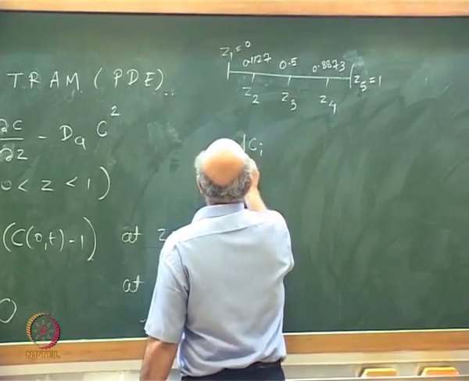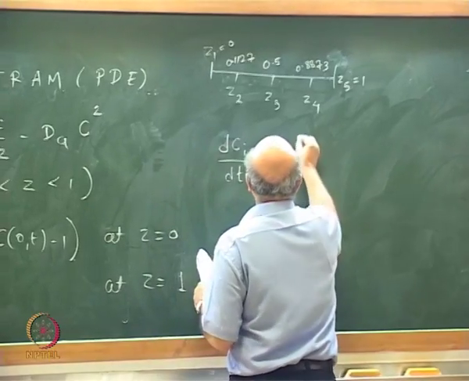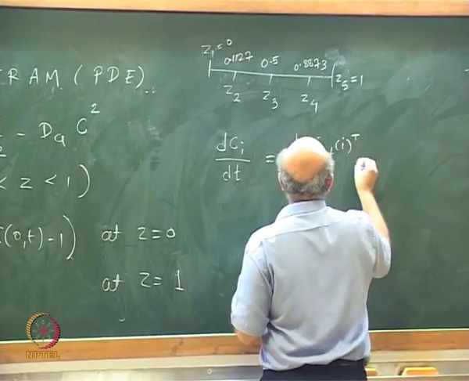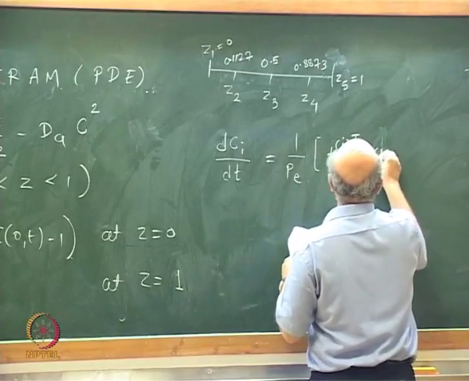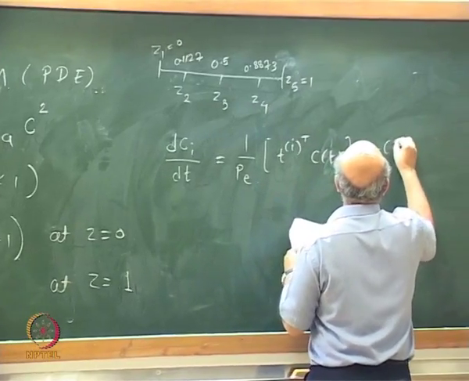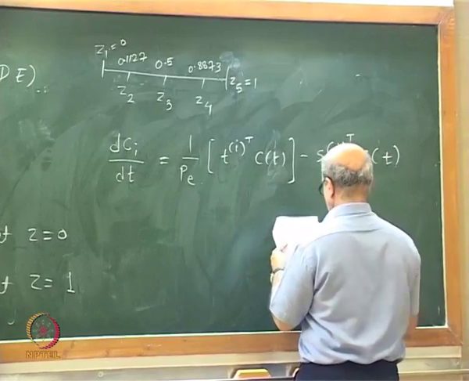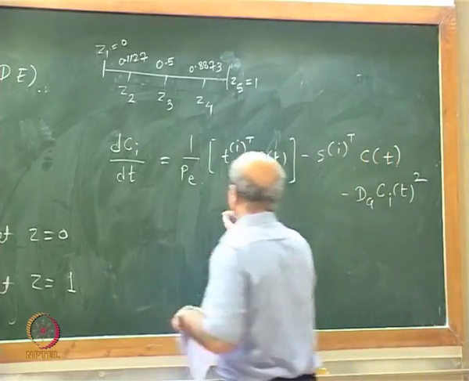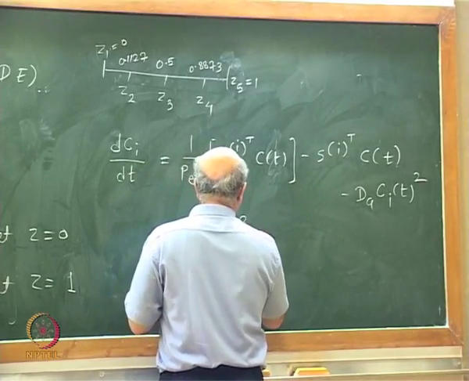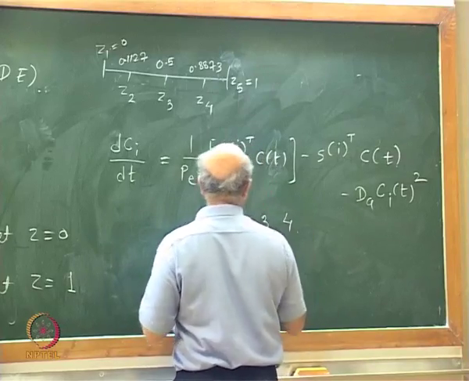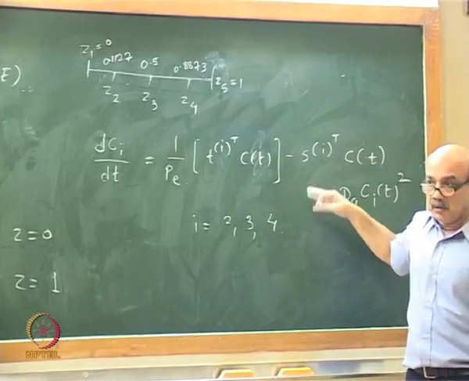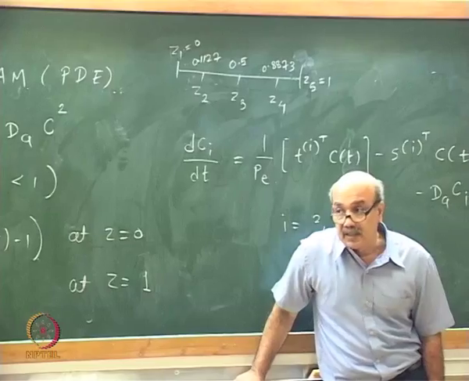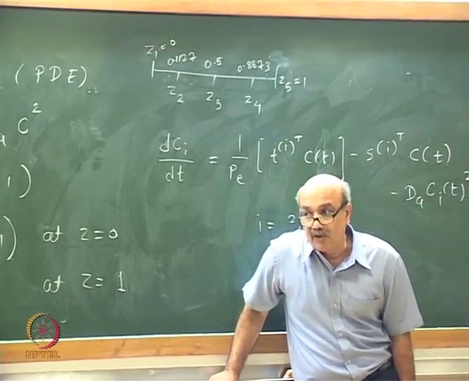Okay, dCi by dt is equal to 1 by Peclet number into Ti transpose C, minus Si transpose Ct, minus Da Ci T square, with i going from 2, 3 and 4. Okay, and then the last two equations become two algebraic constraints. So what you get is a set of differential algebraic system.